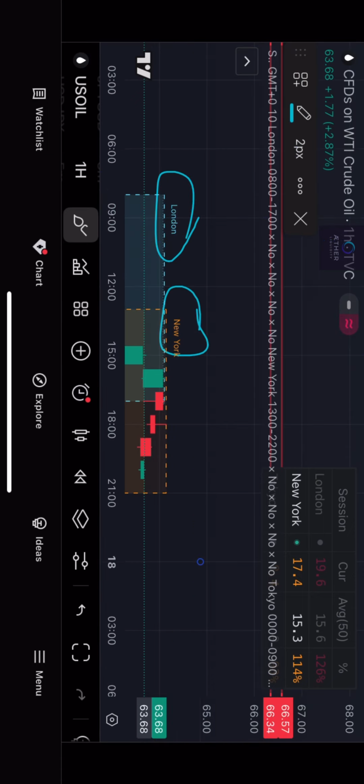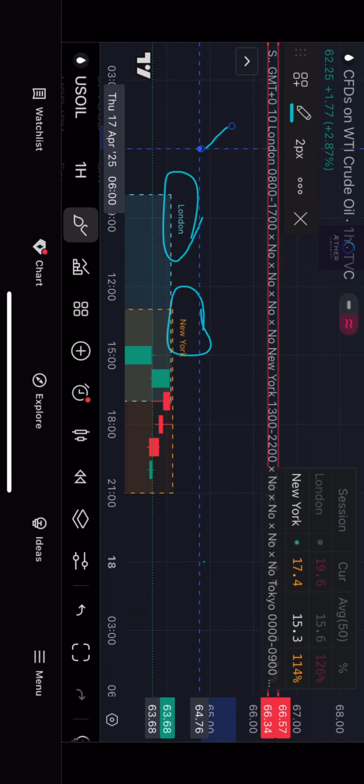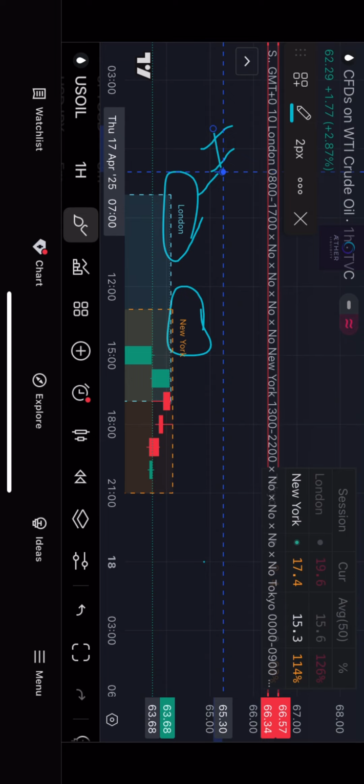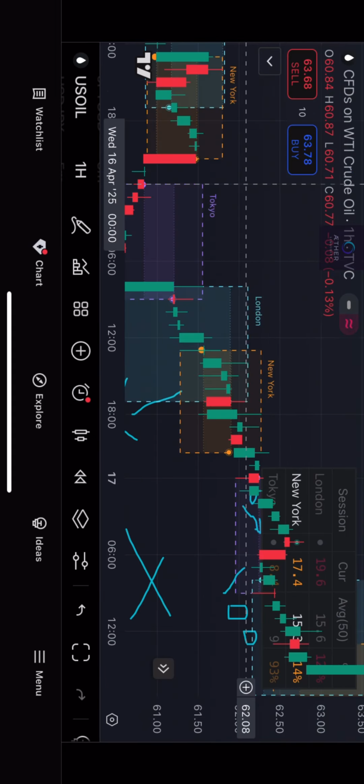London session usually makes a higher high or lower low. Then New York session comes in and breaks it, creating liquidity grabs and FVGs. Then trend continues. Here's a chart.